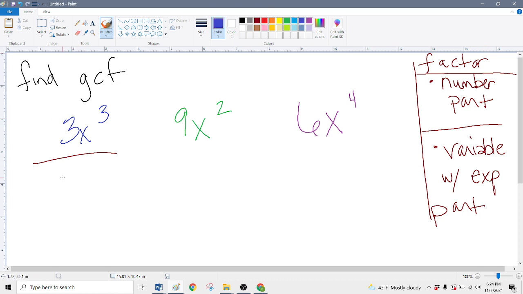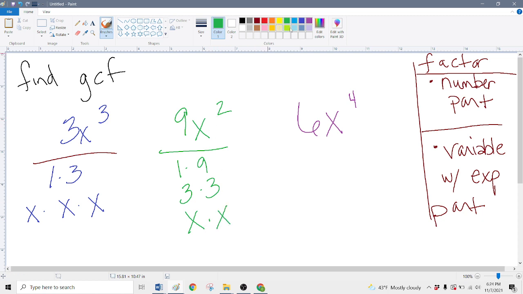Our only factors for 3 are 1 and 3, and x cubed, or to the 3rd power, means x times x times x. So these 3 x's multiplied together, that means x to the 3rd. All right, let's look at 9x squared. The factors for 9 are 1 and 9 and 3 and 3. So the number part first. Now we'll do our letter part, or our variable part. X squared means x times x.